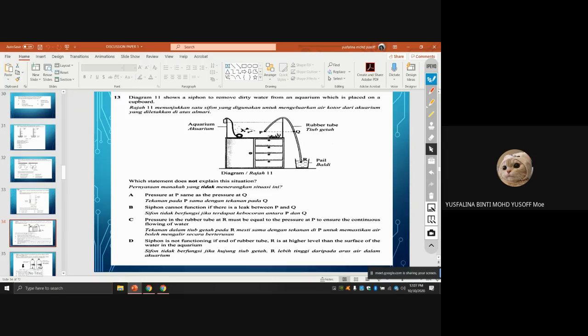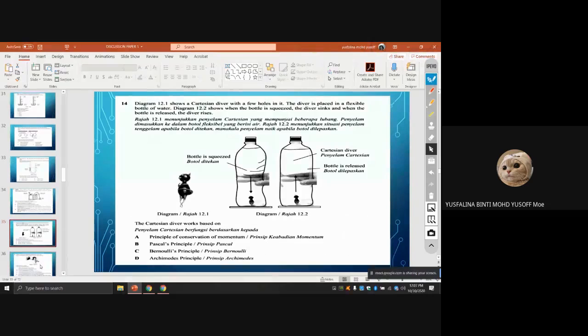Alright, next one, number 35. Diagram 12.1 shows a Cartesian diver with a few holes in it. The diver is placed in a flexible bottle of water. Diagram 12.2 shows that when the bottle is squeezed, the diver sinks, and when the bottle is released, the diver rises. So the Cartesian diver works based on the Archimedes principle. For floating, usually they use the Archimedes principle. So number 14 is D.